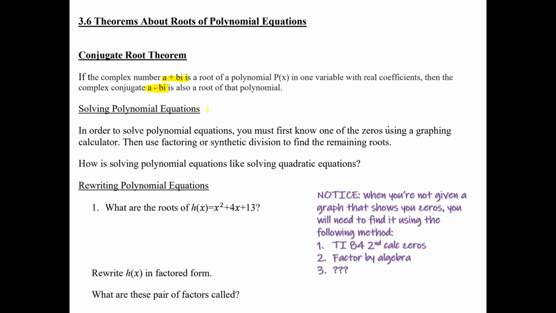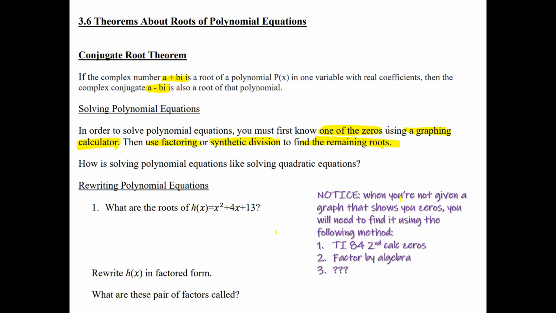So, solving polynomial equations. In order for you to solve the polynomial equation, you must first know one of the zeros using a graphing calculator, and then use factoring or synthetic division to find the remaining zeros. Looking at this part here, it says rewrite the polynomial equations. What are the roots of this right here?